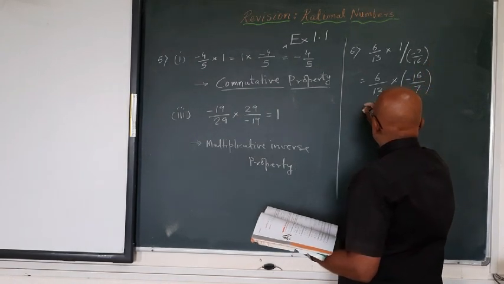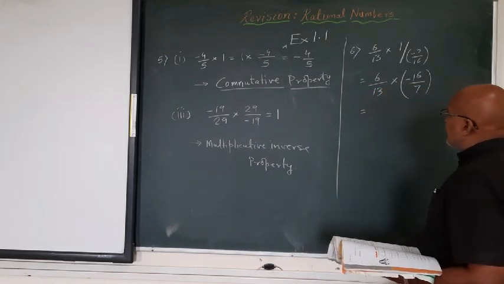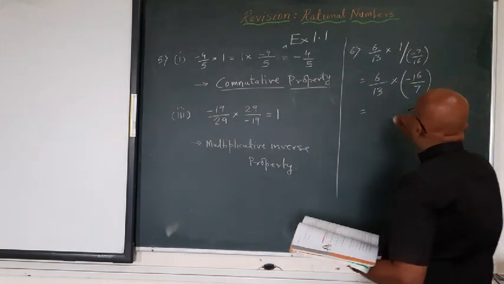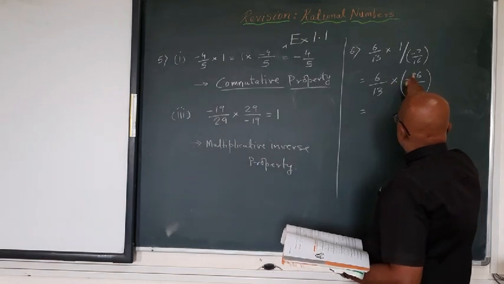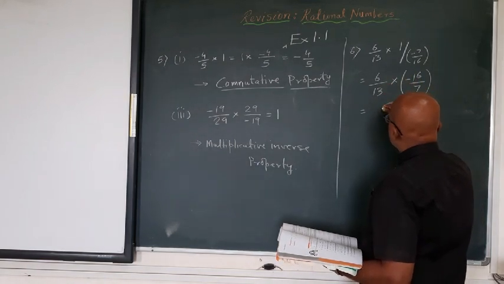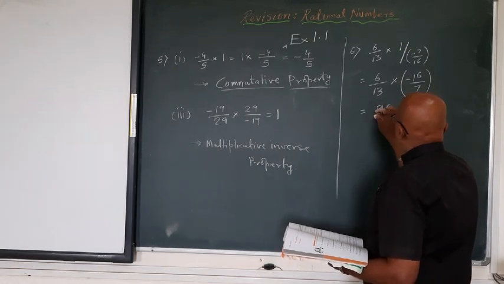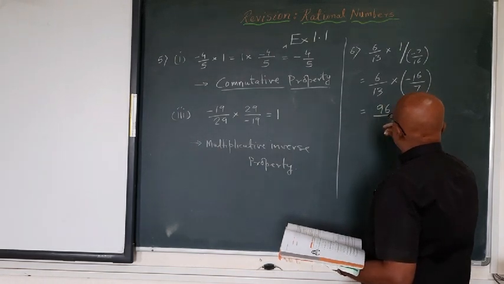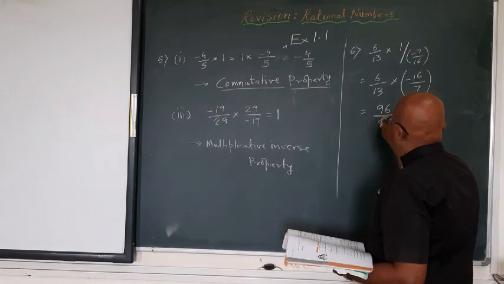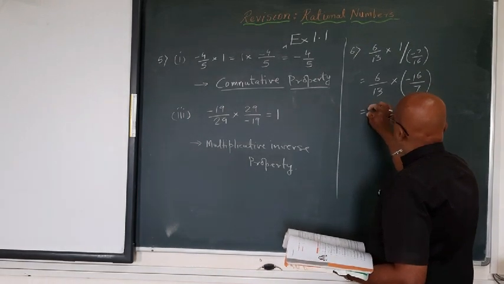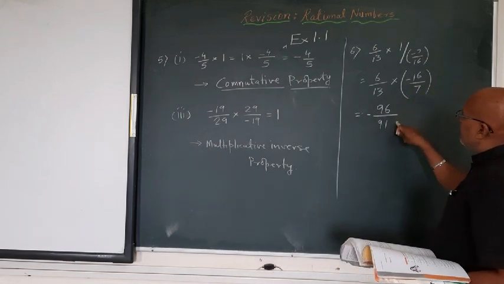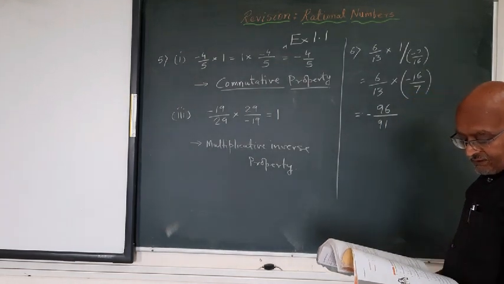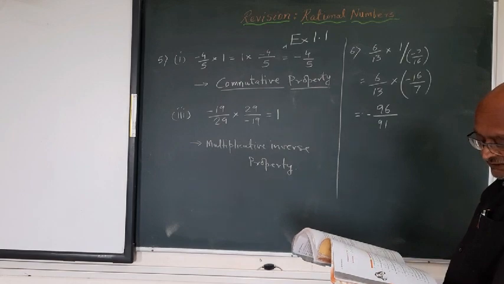So what do we get here? Can anything be cancelled? No. So the product here: 16 sixes are 96 upon 13 sevens are 91, and with a minus sign. So minus 96 upon 91 is the answer for that.